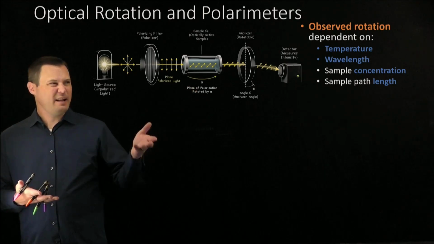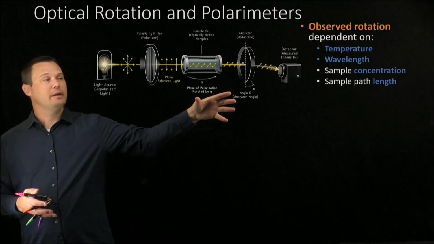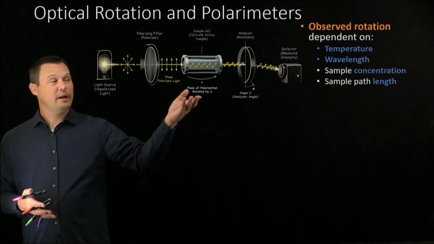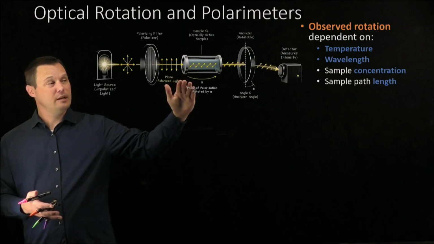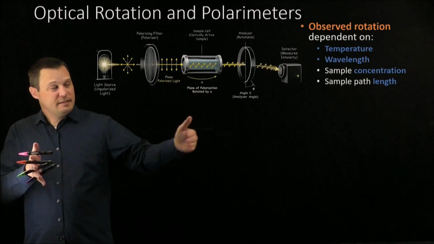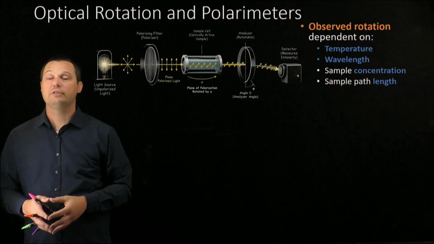And the 2 variables that I think are most intuitive in this diagram are the sample concentration and the path length. Every time the photon hits a molecule, it gets rotated slightly. So for a higher concentration, the light is going to hit more molecules and get rotated more as it goes through the path. Similarly, as we extend the path length, the light will hit more molecules throughout the path length and change the observed rotation.